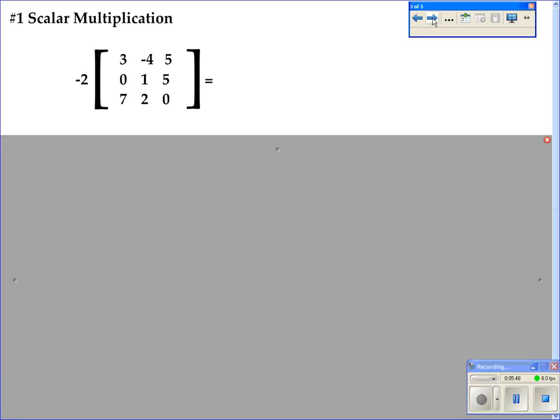Scalar multiplication. Scalar multiplication just means that everything is going to be increased by the same amount. So we have this matrix, and then there's a -2 on the outside. What that means is all of your numbers get multiplied by -2. So this also doesn't have any work to go along with it. We're just going to write what the answer would be. We take everything times -2 to get the answer.